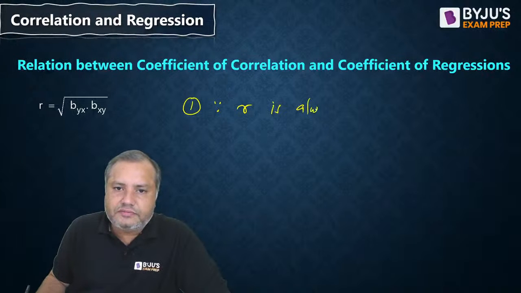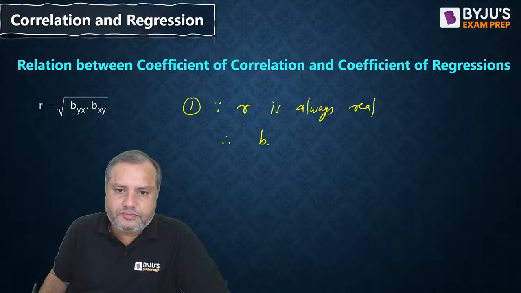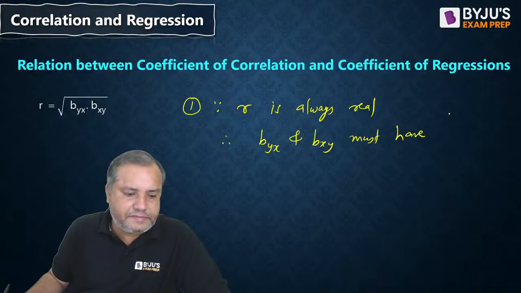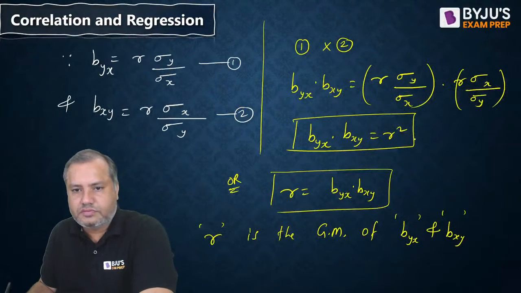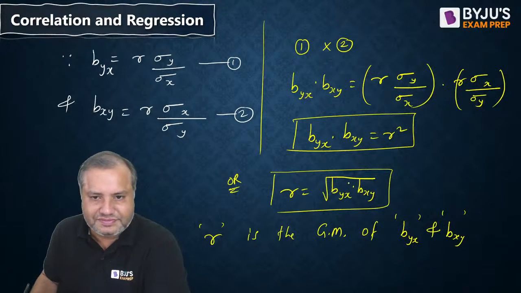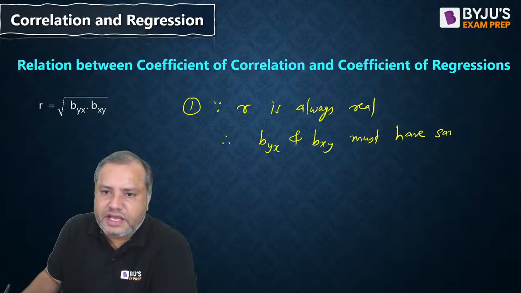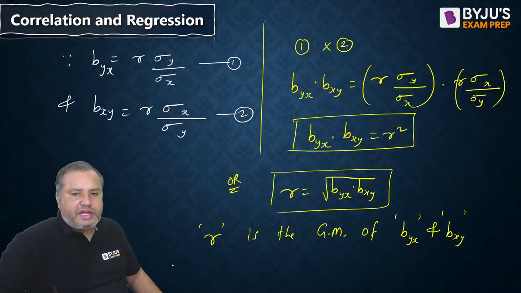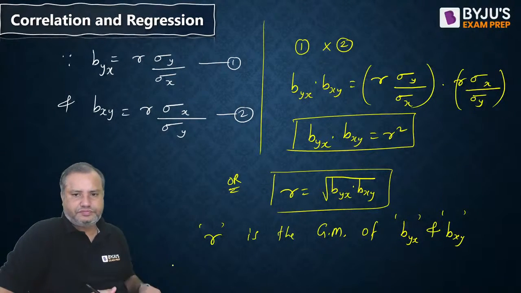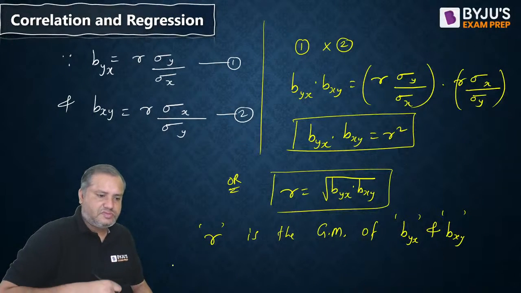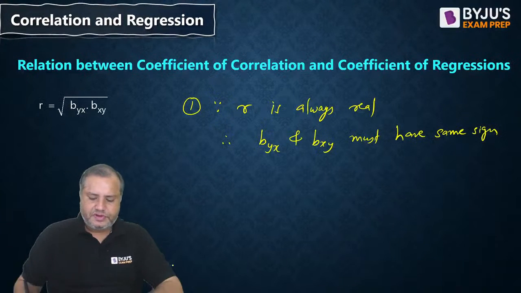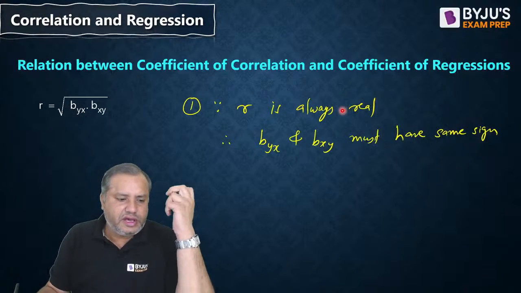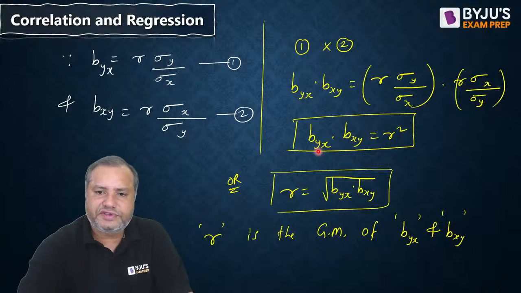Since R is always real, therefore byx and bxy must have the same sign. Square root is needed, I missed out that. So byx and bxy must have the same sign. Comfortable? Either both negative or both positive. Got it? So students, the regression coefficients, both of them must be positive or both of them must be negative, so that the coefficient of correlation is a real value. The two regression coefficients should be of the same sign.